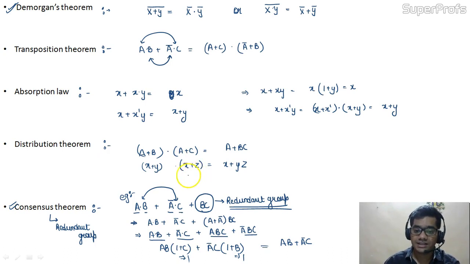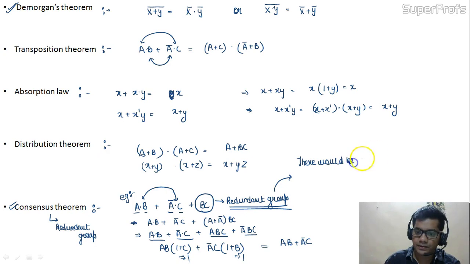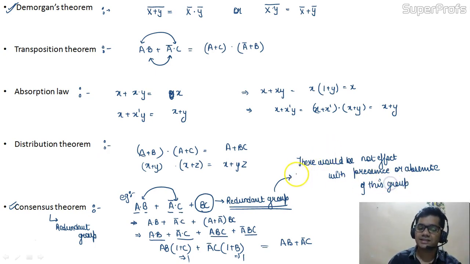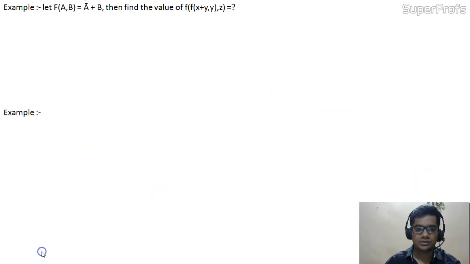What a redundant group means is that there would be no effect with the presence or absence of this group. Okay, so this was our consensus theorem, and this gives the base of the redundant group. So these were the theorems.